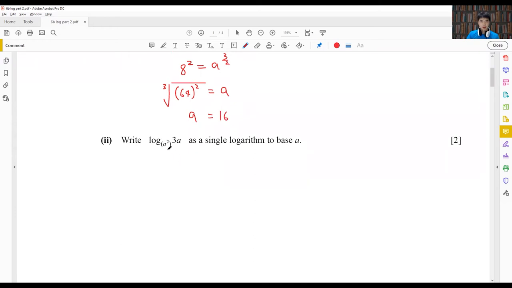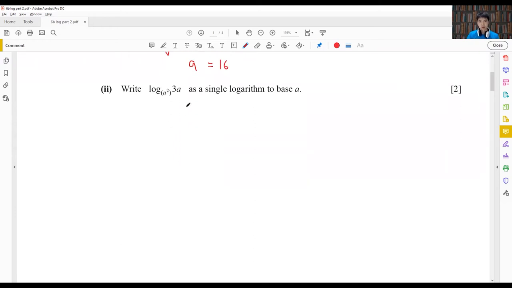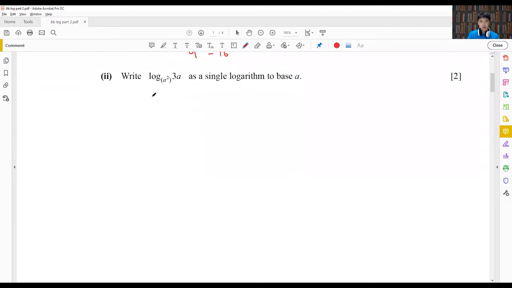Next part. Write log base a squared of 3a as a single logarithm to base a. So what we need to do is we need to use the change of base rule here, changing both of them into log base a of 3a over log base a of a squared. Okay, then from here we know that this can turn into 2 log base a of a, right? This is over this.